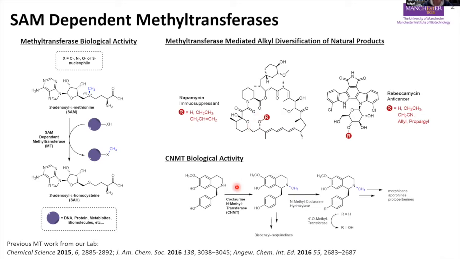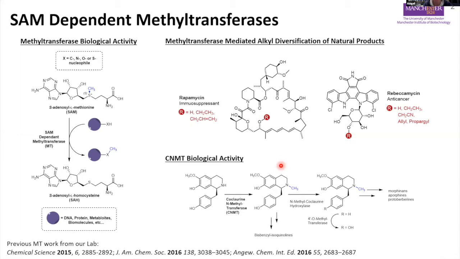Now, one of the enzymes I'm going to focus on today is CNMT, or coclaurine N-methyltransferase. This enzyme is involved in plant secondary metabolism towards the production of benzylisoquinoline alkaloids. These compounds are based on this core tetrahydroisoquinoline structure. This is considered to be a privileged scaffold, in that it is used in the production of a number of different pharmaceutically relevant compounds, from muscle relaxants to antibiotics, anti-tumor agents, and many things in between as well.